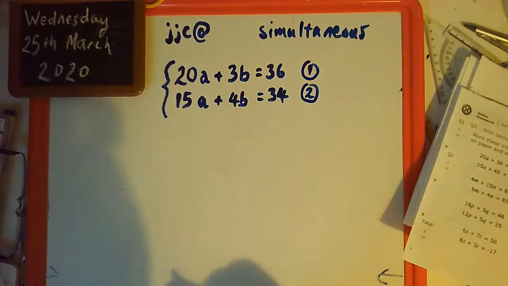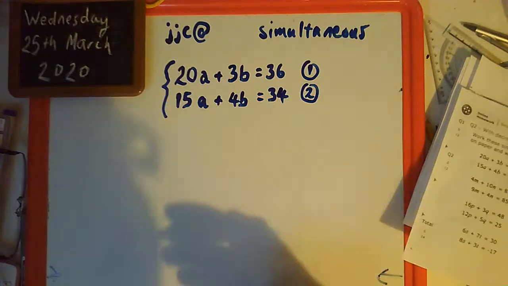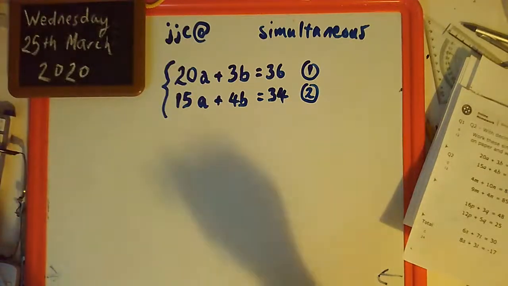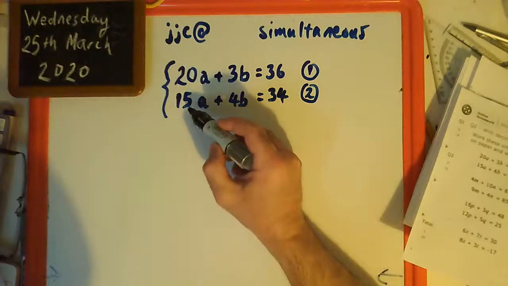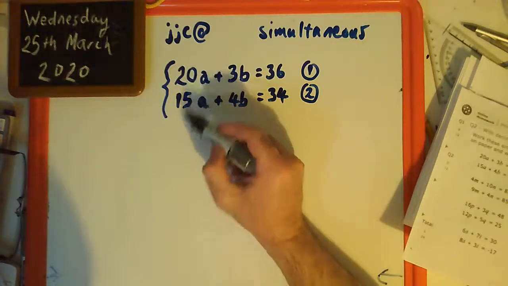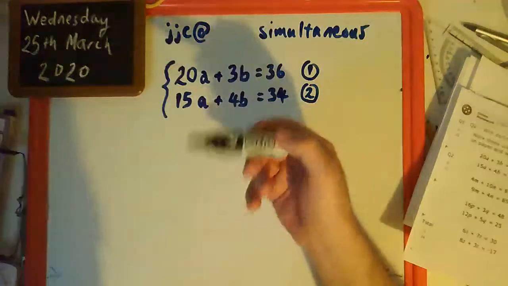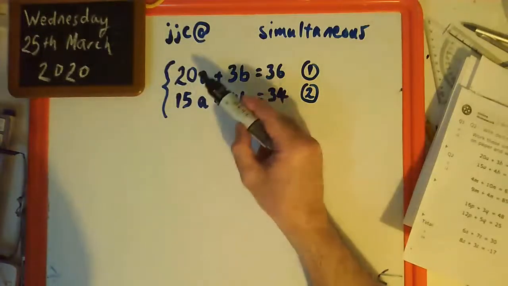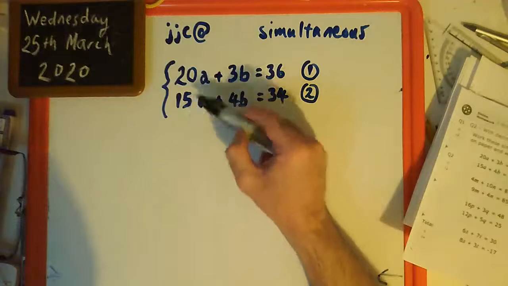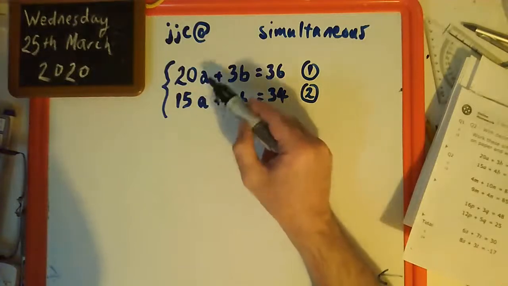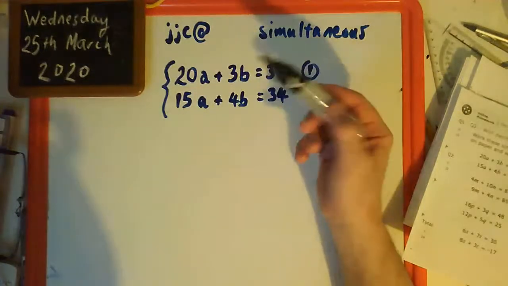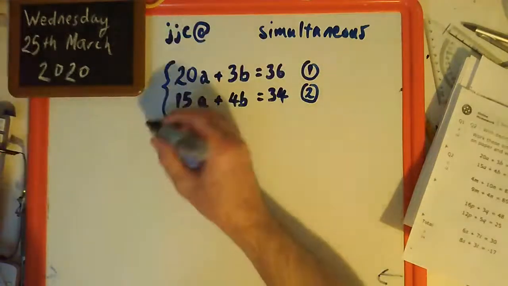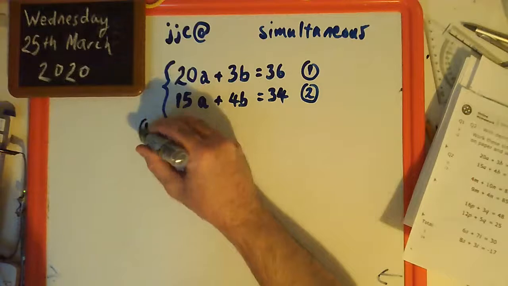The thing I want to do is multiply both equations up so that they have either the same amount of a or the same amount of b. For example, 20 and 15 both go into 60. So I could multiply the equations up so that they both have 60a in them instead of 20 and 15. I could, on the other hand, make the b's the same, but I'm going to go with the a's.